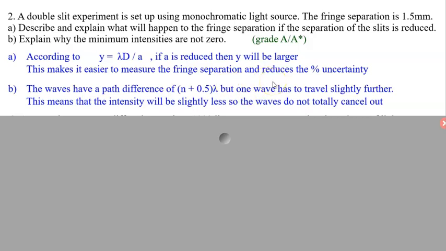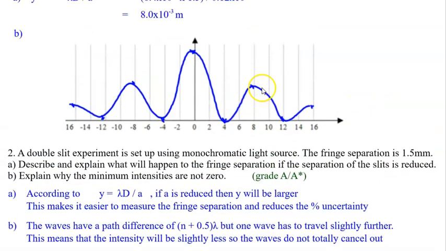So you would expect them to cancel out. However, one of those waves has had to travel slightly further than the other one. So for the same reason we said in the previous question, that when they meet in phase, then the combined intensity is going to be slightly less. The same applies to when they meet out of phase. So one of those waves has had to travel slightly further.